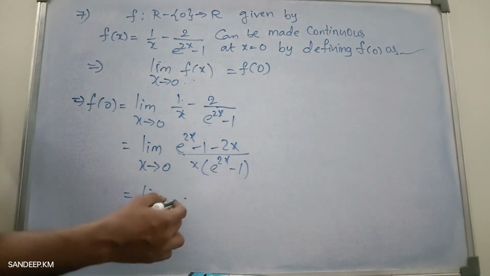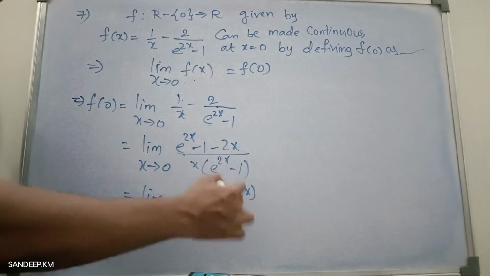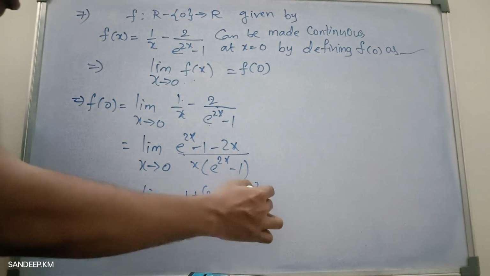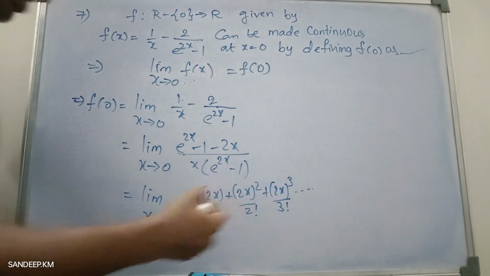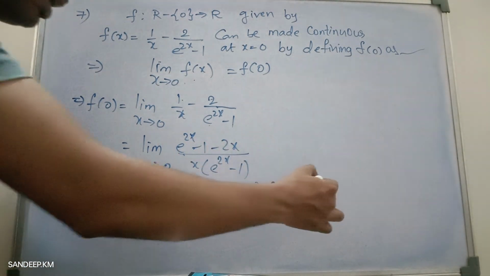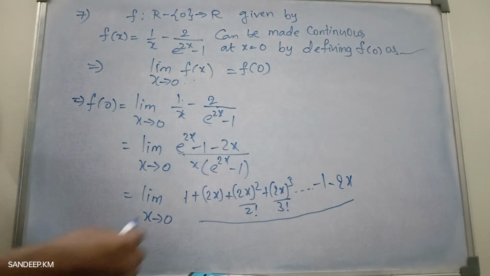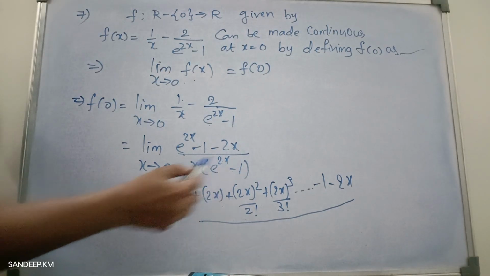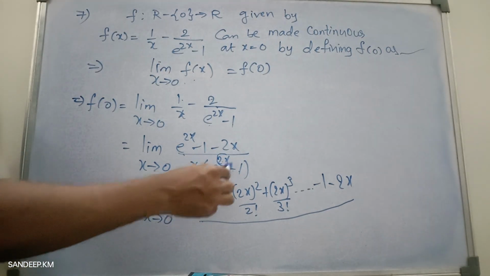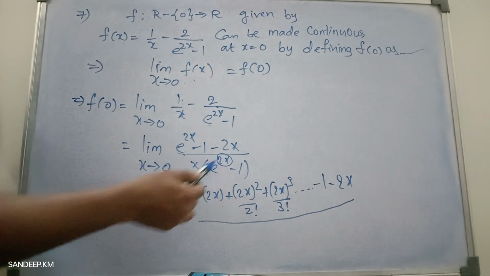So the e power 2x expansion is 1 plus 2x plus 2x square by 2 factorial plus 2x cube by 3 factorial and so on. Remaining terms are not needed. Minus 1 minus 2x, whole divided by... Dear students, here the denominator is in the form of e power f of x minus 1, where f of x is approaching 0, because x is approaching 0, so this is also approaching 0.